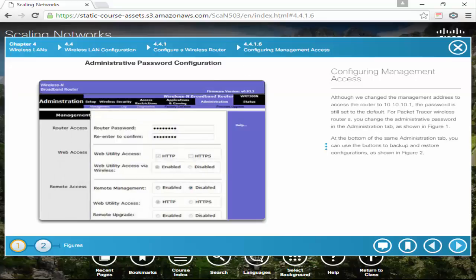Configure your management access. This is your default passwords that you need to change, otherwise anyone on the internet is going to come in there, try a few default passwords, and they could man in the middle you, change your firmware up, cause all kinds of problems. They probably won't though. Alright.